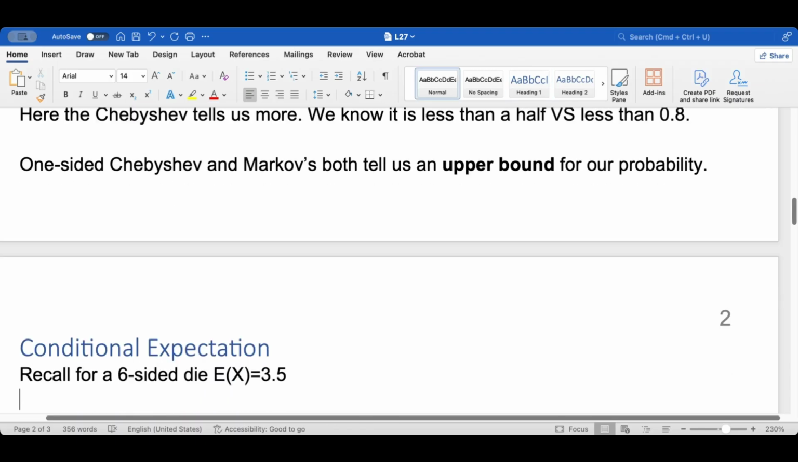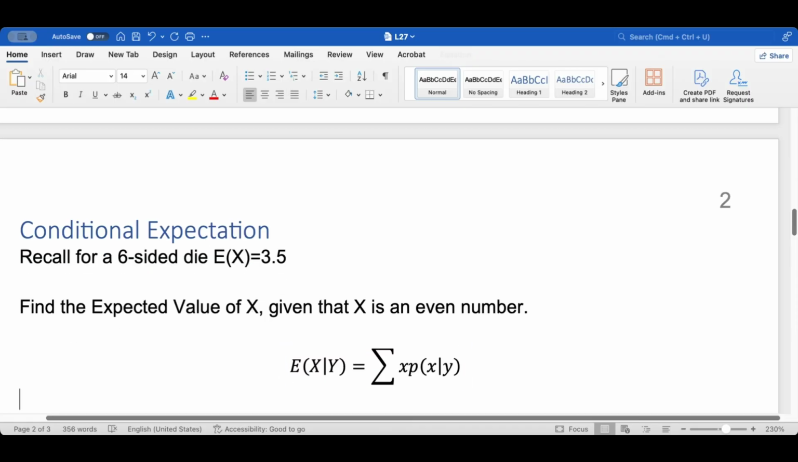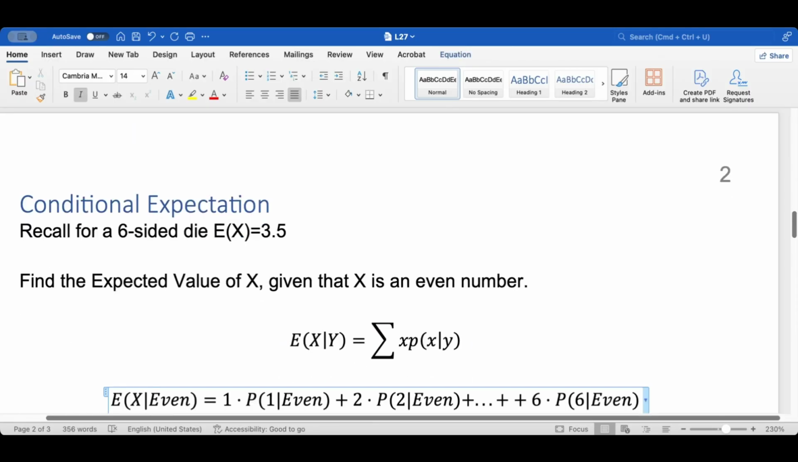All right, up next, conditional expectation. So recall, regular expectation for a fair six-sided die, the expected value of a single roll is 3.5. What's the expected value if we're told that the roll is an even number? We want the expected value of x given y. X is the face value, and the condition here is that we have an even number.